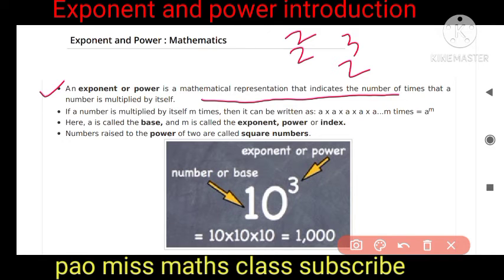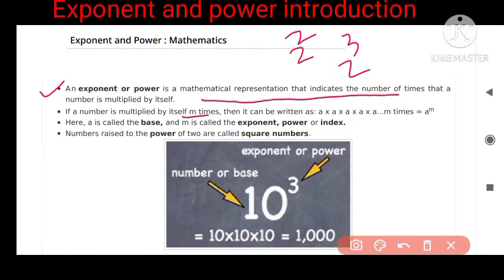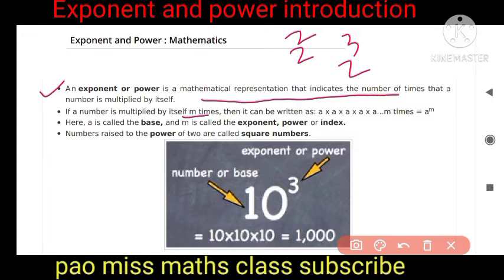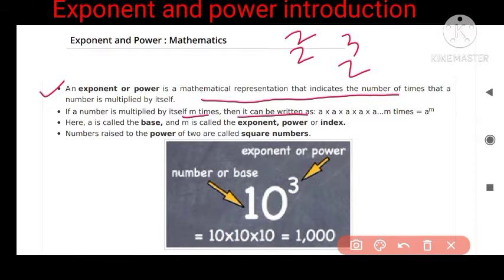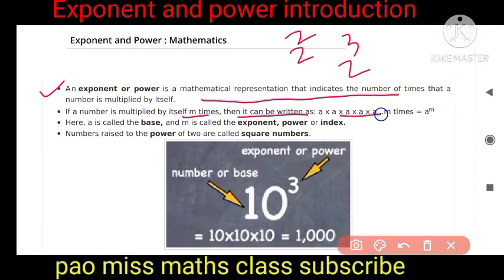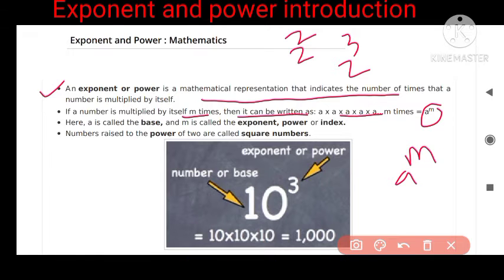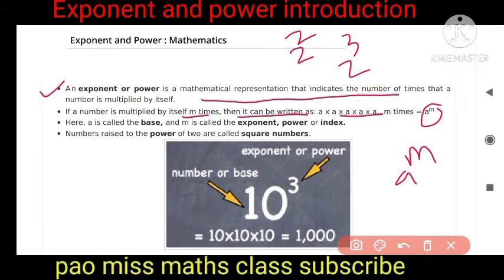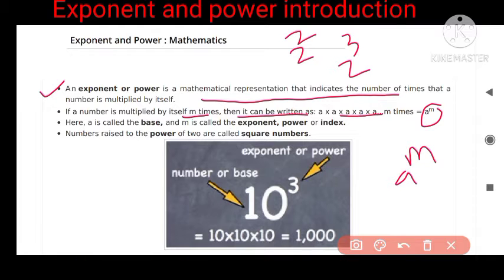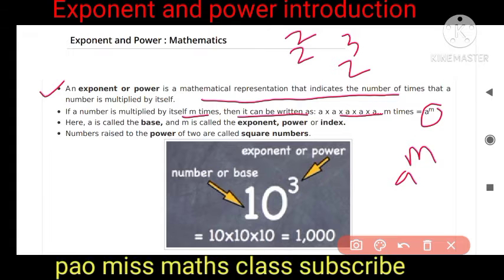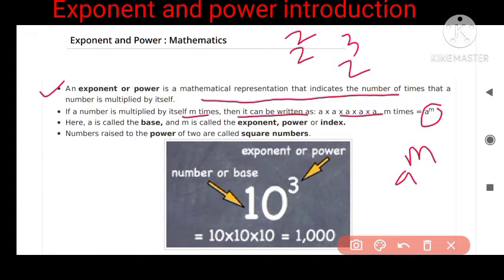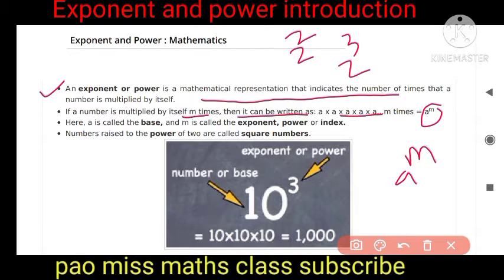Now if any number a is multiplied by itself m times, then it can be written as a into a into a into dot dot dot, m times. That means you can write a to the power m. That means a is multiplying m times. So m can be any value: 1 time, 2 times, 3 times, 4 times, 5 times, 6 times. So we write a to the power m, where a is multiplying m times.